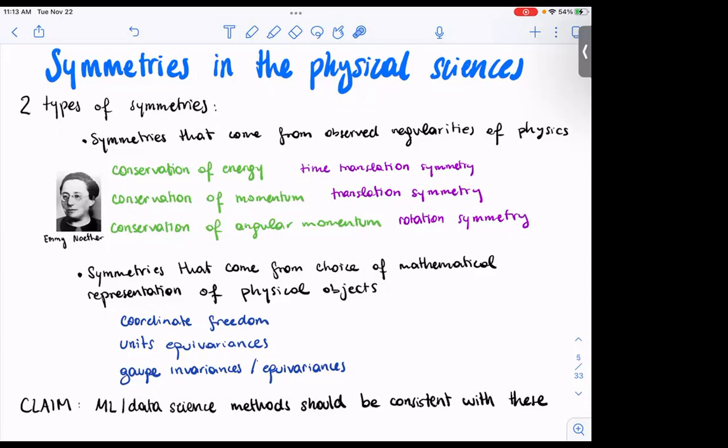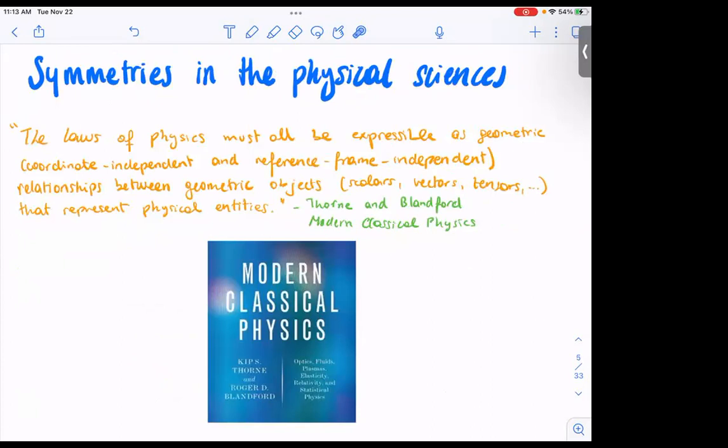So that's a claim. And another motivation of this problem is that in physics, people think about these symmetries, and people think about coordinate freedom, and they use that to represent their objects. So for instance, in this modern classical physics book by Thorne and Blandford, the first sentence of the first page says that the laws of physics must be expressible as coordinate independent and reference frame independent geometric objects and the relationship between these geometric objects. And I think that this is a good way to formalize the machine learning models that we use in the physical sciences. And so I'm going to show you how we do that.